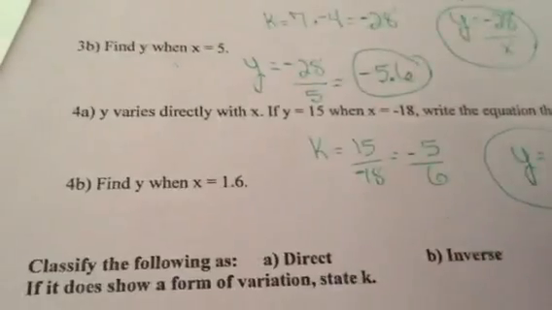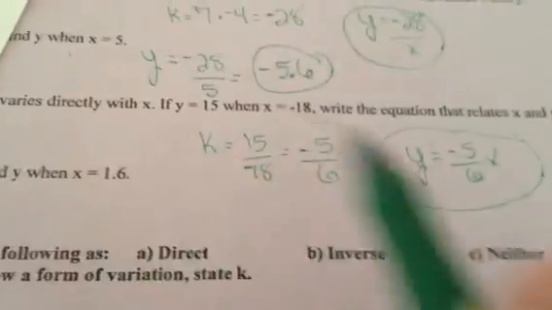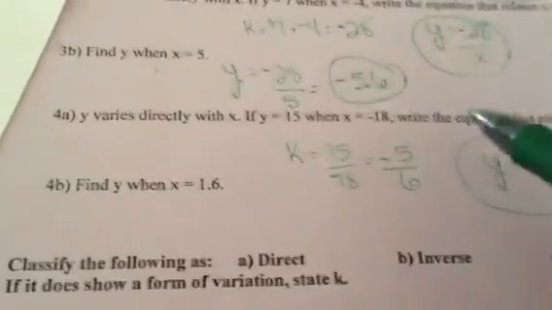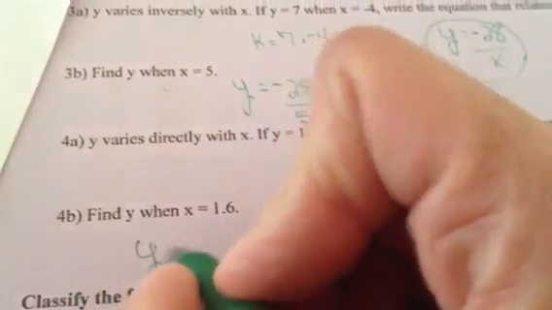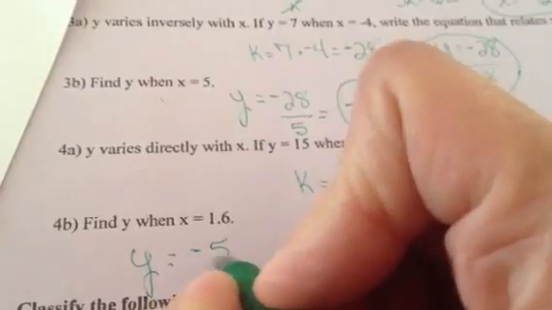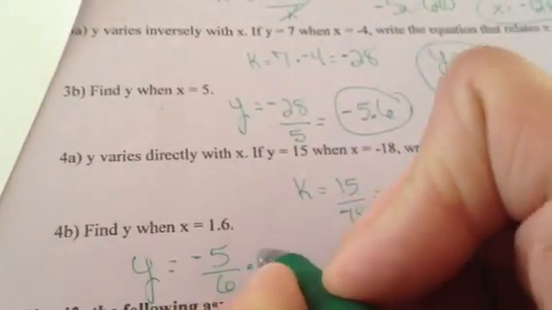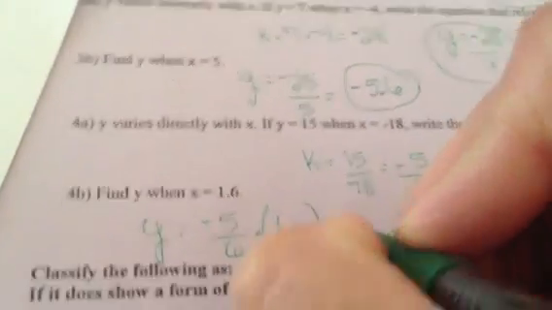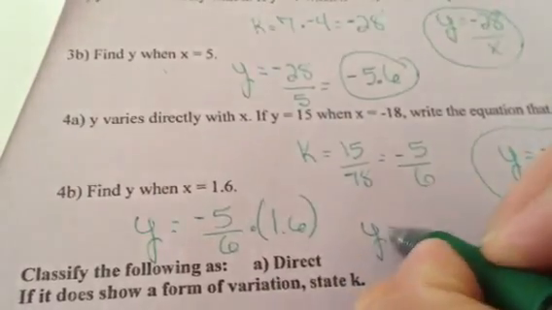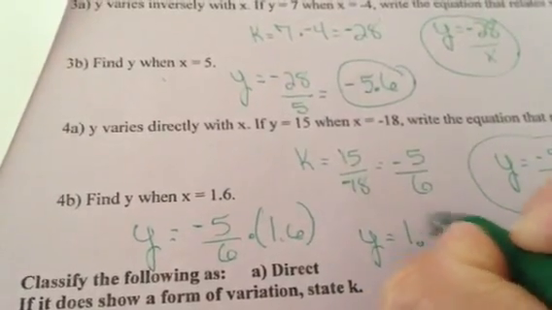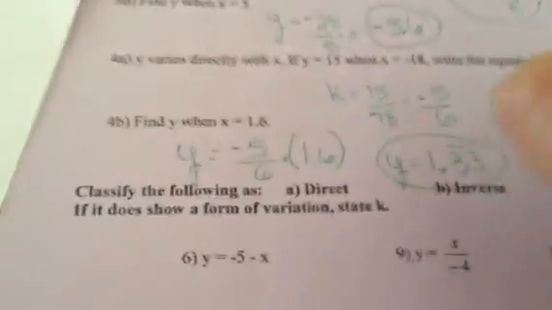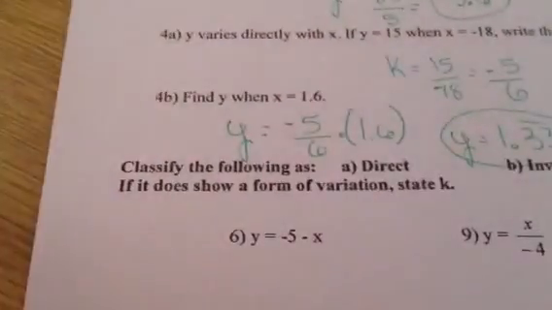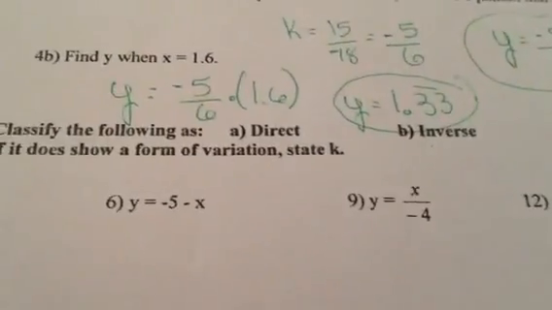And then finally, I'm going to use that equation for when x is 1.6. So I'm just going to put 1.6 into there. And I kept it as a fraction when I typed that into my calculator. And when I do that, I do get a decimal repeating. It's -1.33 repeating. All right, the final part, you have to tell me first, is it direct, is it inverse, or is it neither? And then if it is some form of variation, direct or inverse, then you have to tell me what k is.